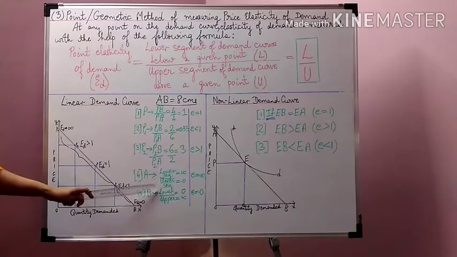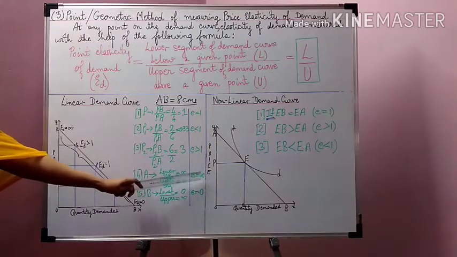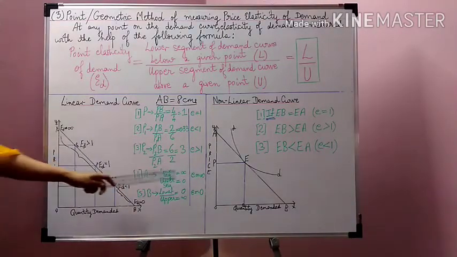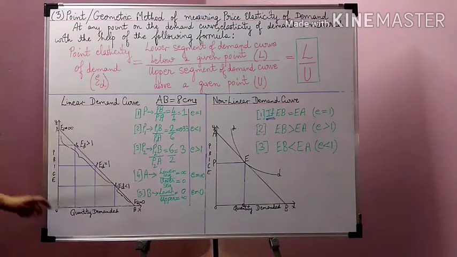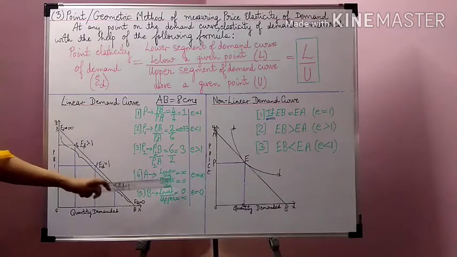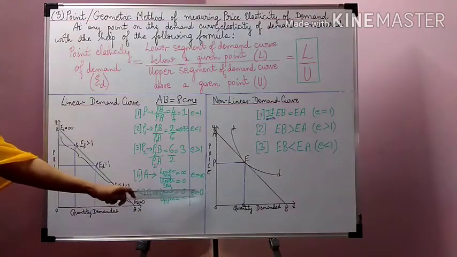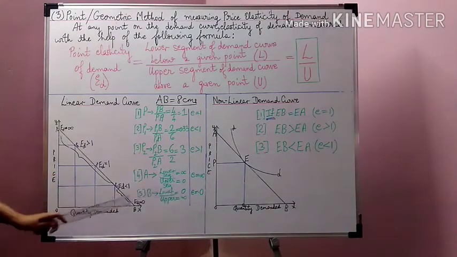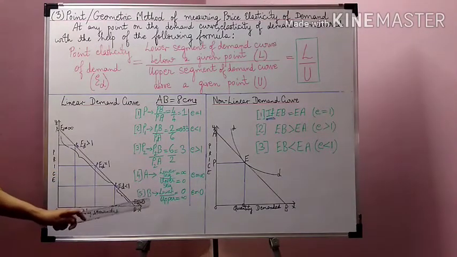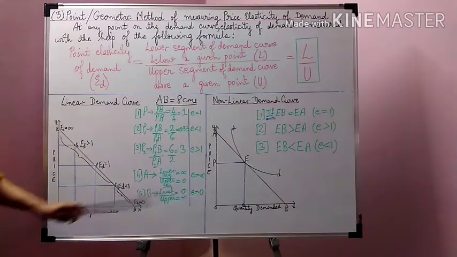So lower upon upper segment, infinite upon 0 is equal to infinite. Therefore, it is a case of perfectly elastic demand. Opposite, come to point B. Elasticity at point B is equal to lower segment, which is 0, upon this whole thing, infinite you could say. So 0 upon infinite equals 0. Here at point B, E is 0. That is, at point B, it is perfectly inelastic demand.